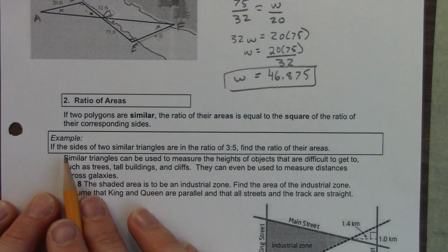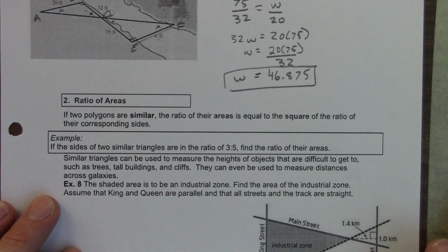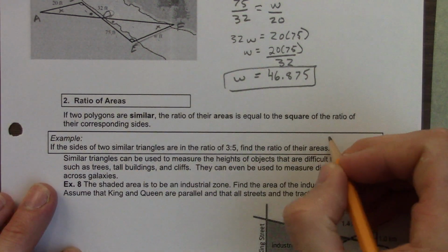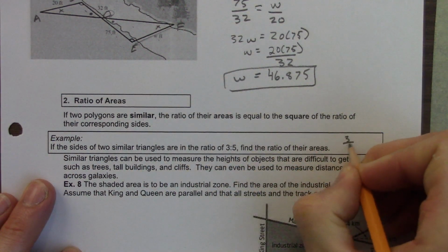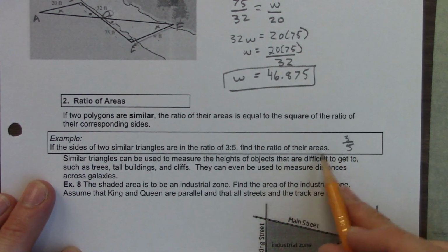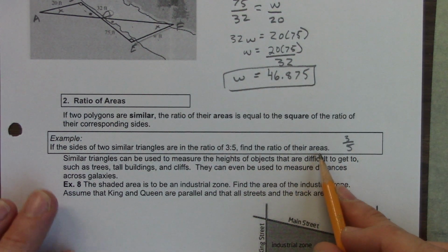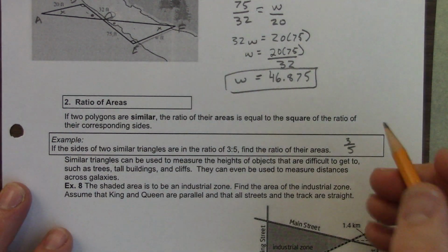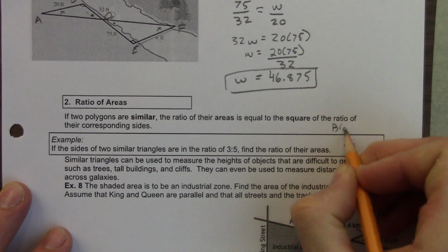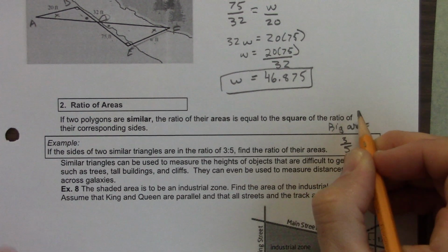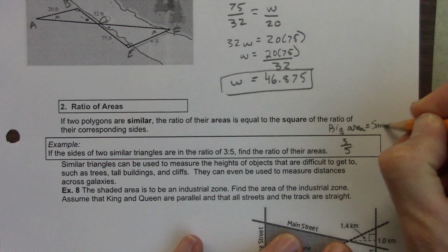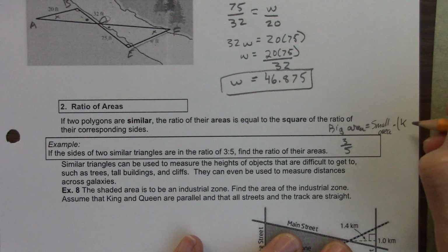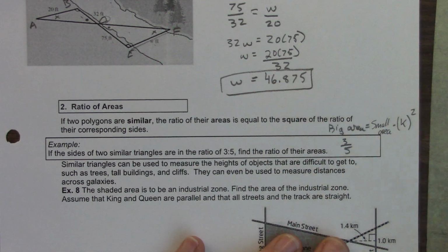Okay, so if our ratio of corresponding sides is 3 to 5, 3 over 5, find the ratio of their areas. So the ratio of their areas would be: the big area is equal to the small area times the scale factor, in this case K, squared.